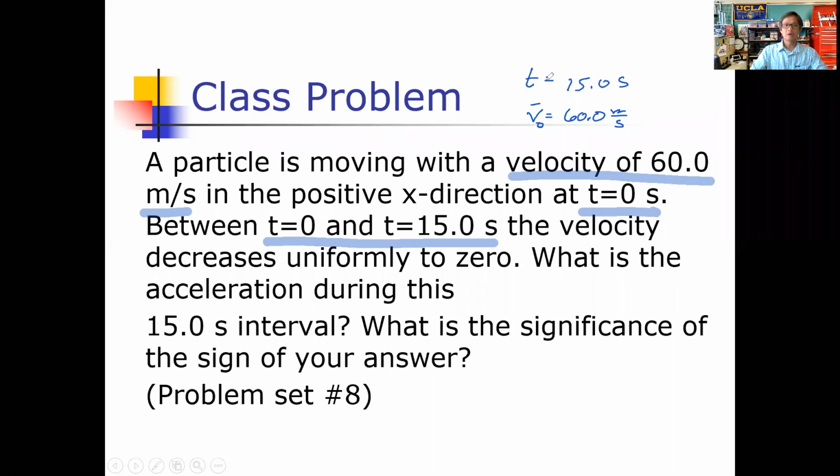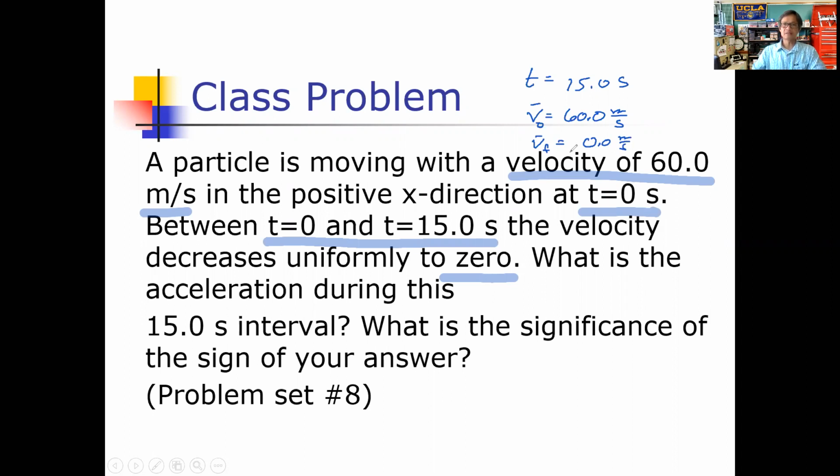What else are we given? We are given that the velocity decreases uniformly to 0, meaning then 0 is the final velocity. Okay, so if we write this down, we see then that the final velocity is going to be 0 meters per second. So hopefully you're able to identify all of those on this problem here.